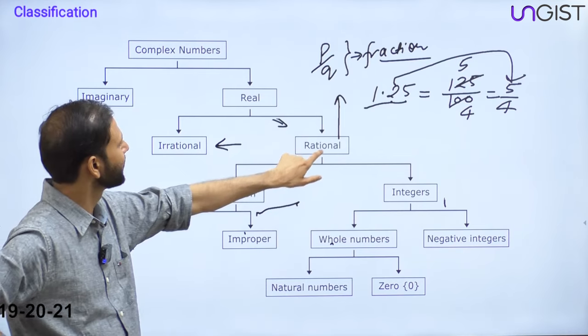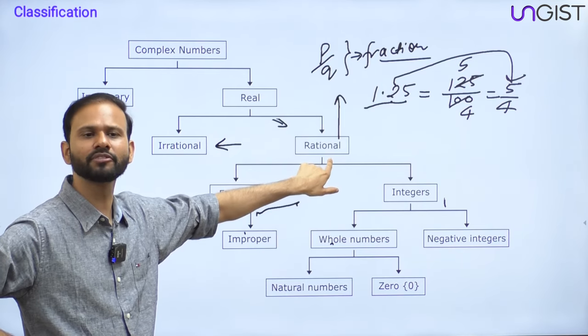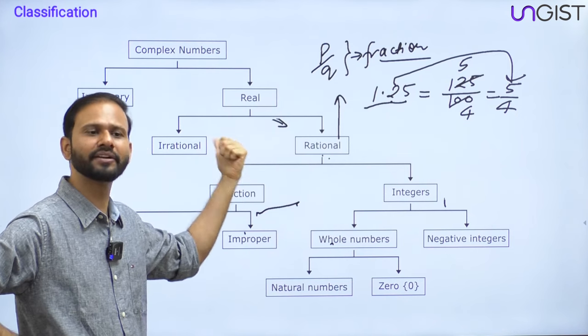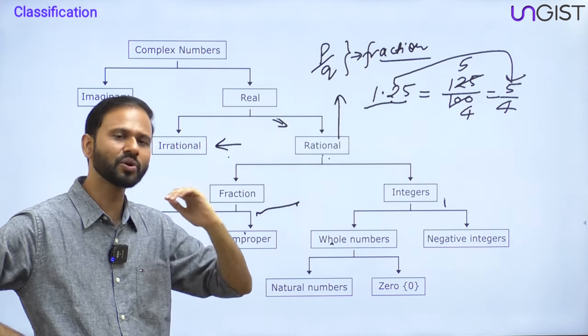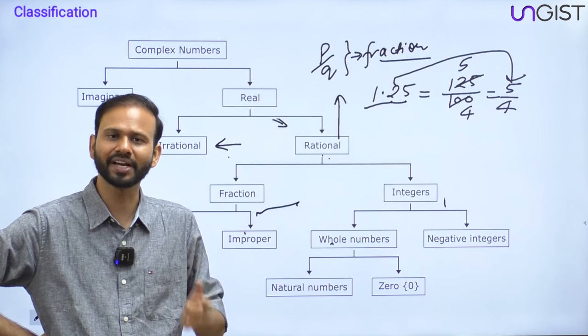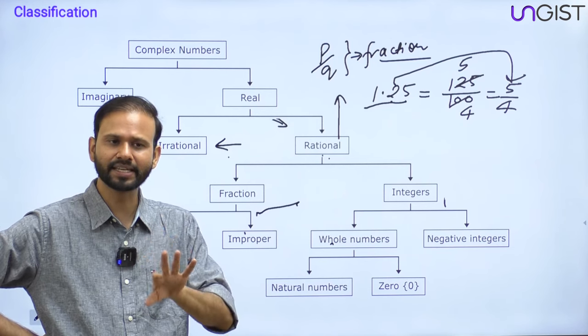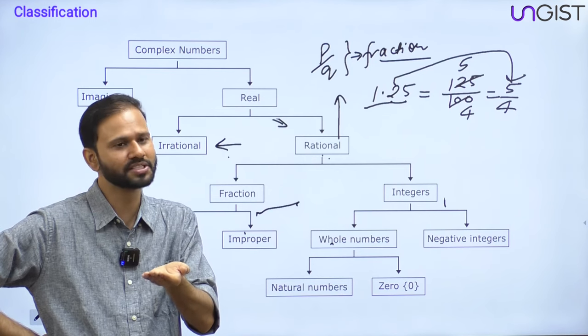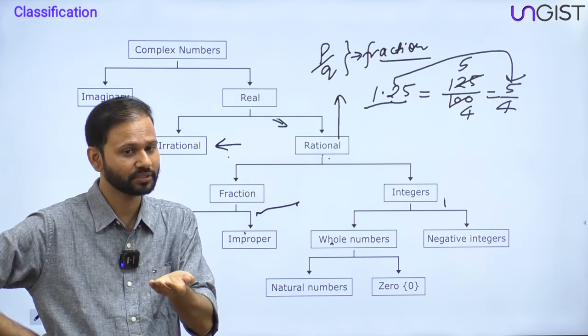See, here you are saying a number that can be represented in the form of P by Q, and its complement is an irrational number. So a number that cannot be represented in the form of P by Q, right? Guys, cannot. This is actually a very heavy word. Cannot.